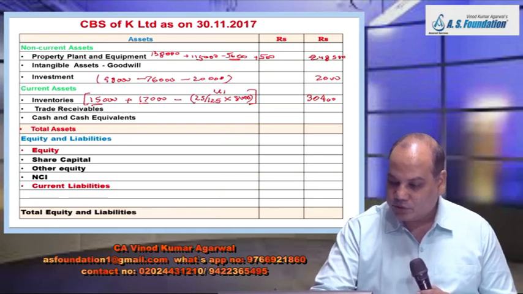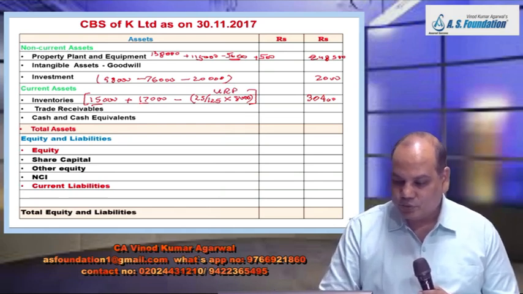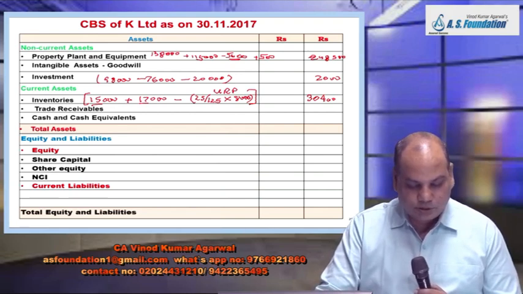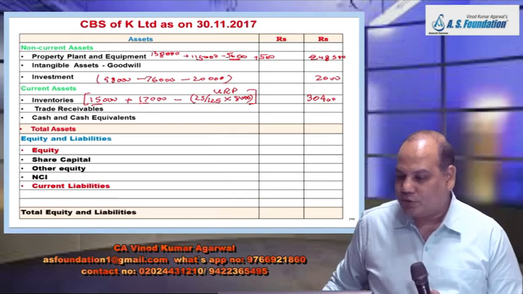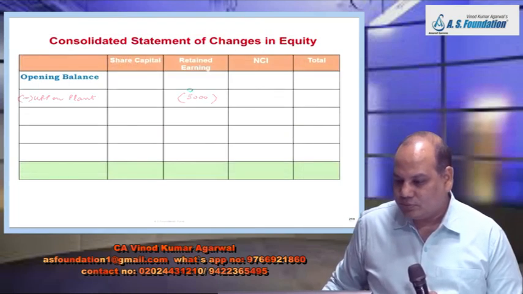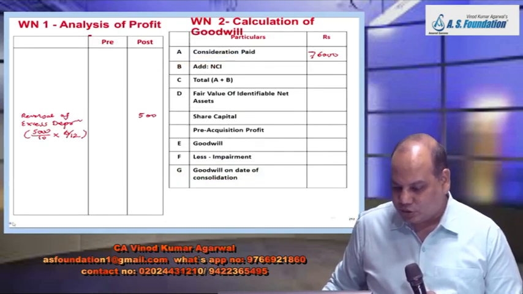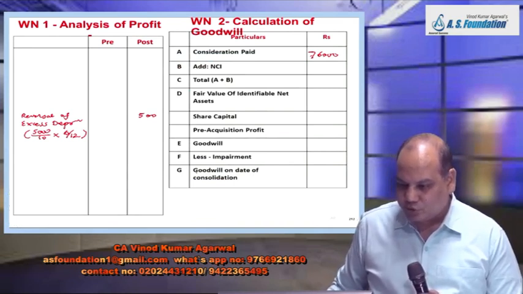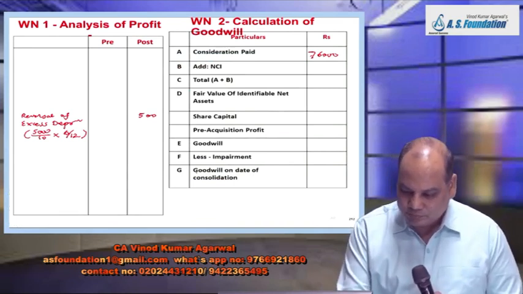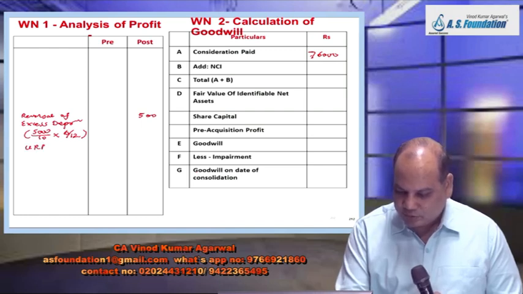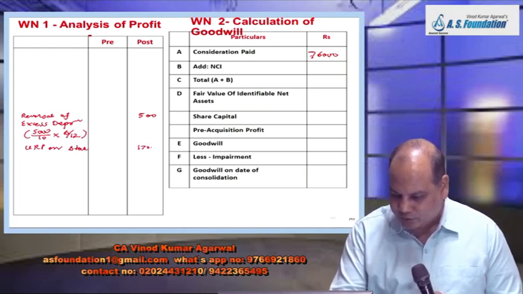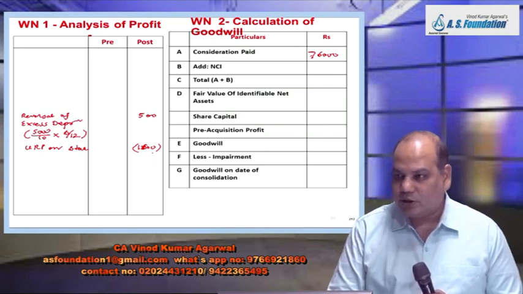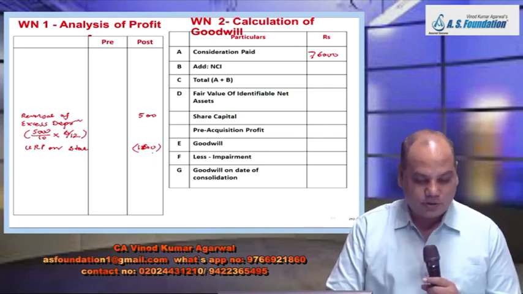Now who has transferred this to whom? Subsidiary to parent, correct? So whose profit should be reduced? Subsidiaries. Come to post column. Subsidiary post column, write down unrealized profit on stock 1600. So automatically it will get bifurcated between parent and NCI.